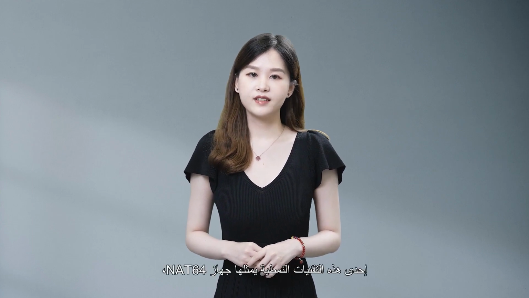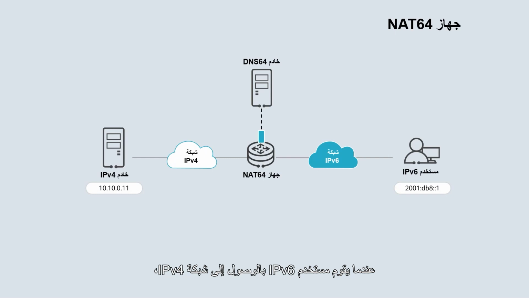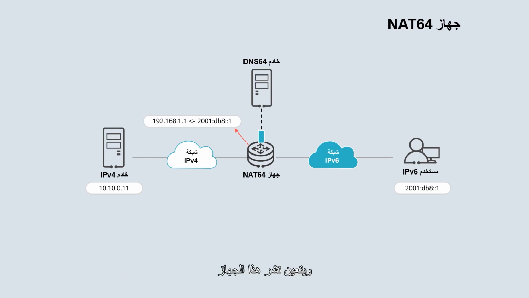A typical one is NAT64, which is used at the later stage of the transition. When an IPv6 user accesses an IPv4 network, a NAT64 device needs to translate the user's IPv6 address into an IPv4 address. This device needs to be deployed at the border of the IPv6 and IPv4 networks.